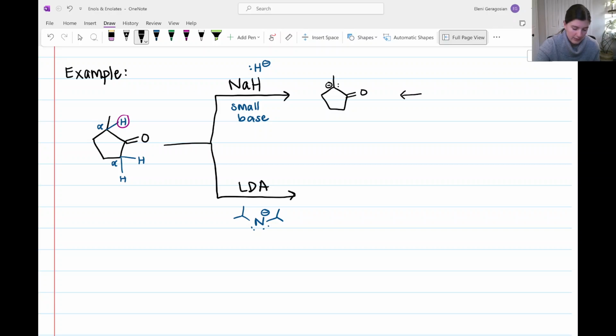We can show resonance here, where the oxygen owns the negative charge. That is the product. This is just resonance. So same structure, same molecule that's formed when we use a small base. So we're forming the thermodynamic enolate.